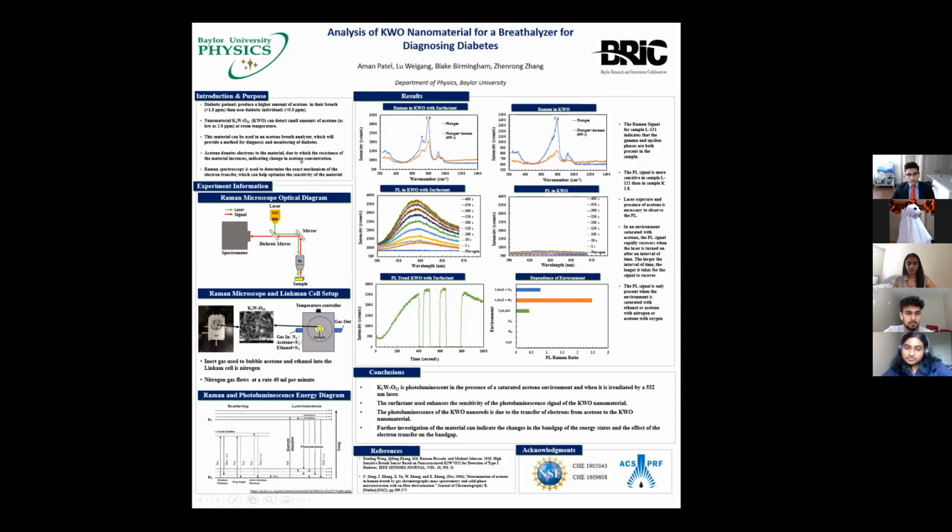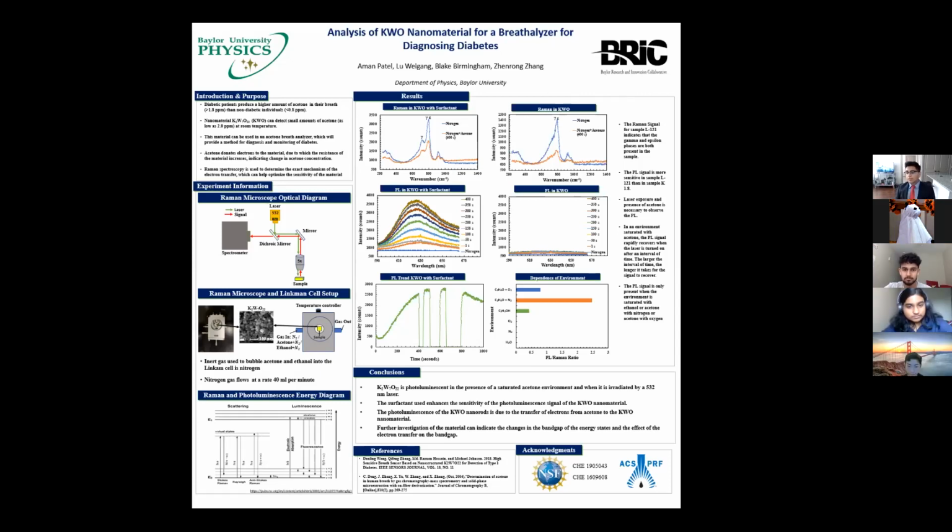So a lot of nanomaterials have been tested for their efficiency of detecting acetone in gaseous form. But this nanomaterial, potassium tungsten oxide, has had the most success in terms of how low of an acetone content that it can detect and interact with.